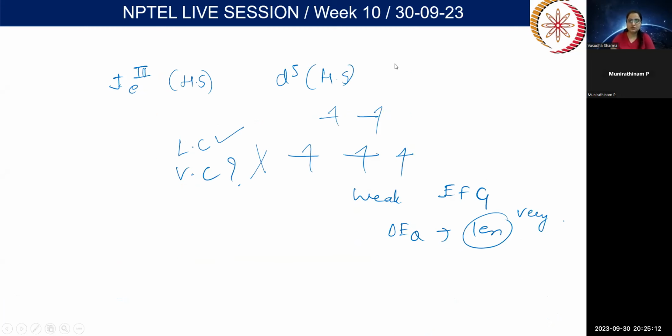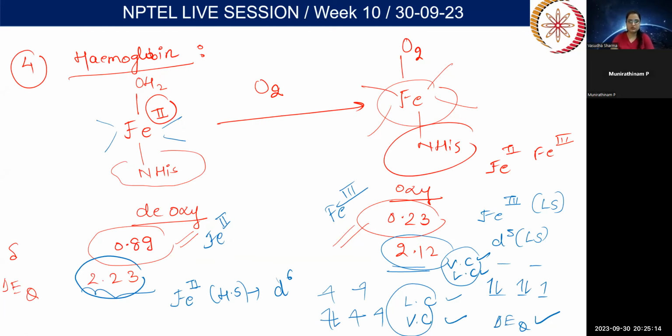Okay. So here we saw that 2.23 is the value for iron 2, right? And we said 2.12 is iron 3. That we got to know.